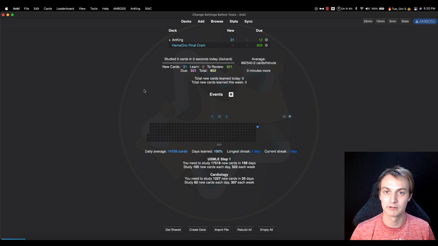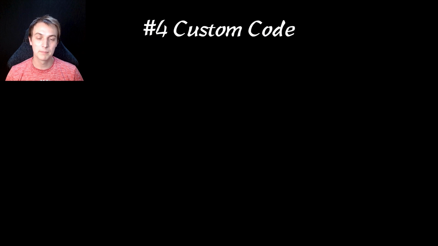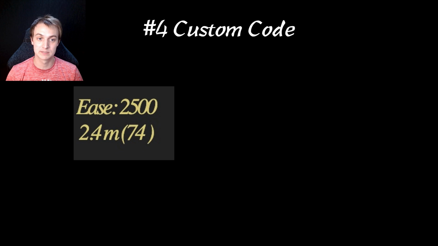The number four thing that I do before tests is I use this custom code on my note types. It looks like this. It shows you the ease, and it also shows me how many months out this card is, or how many months out, sorry, my test is.